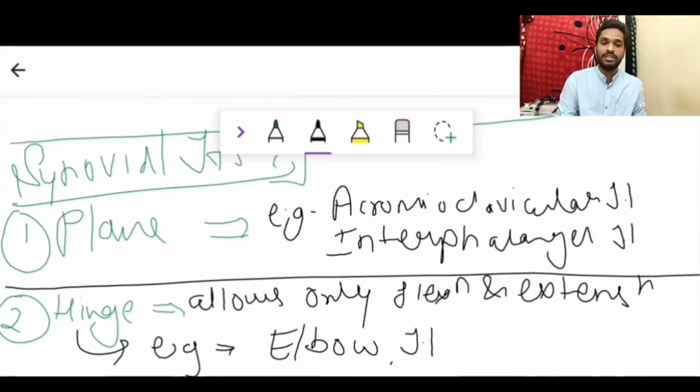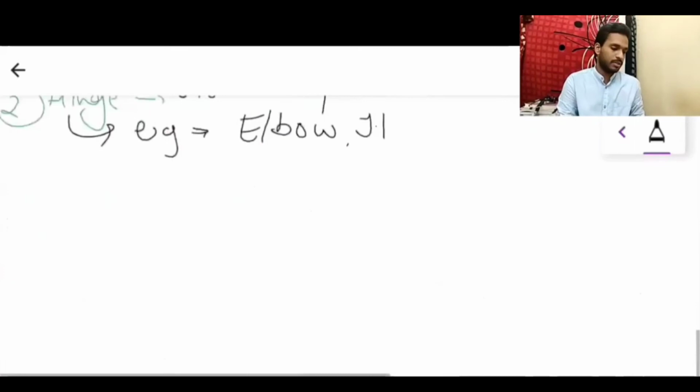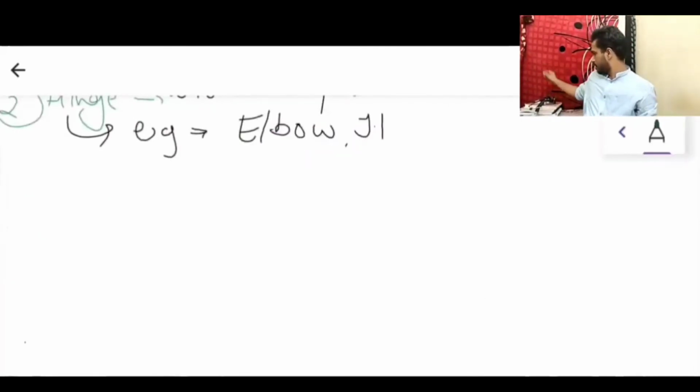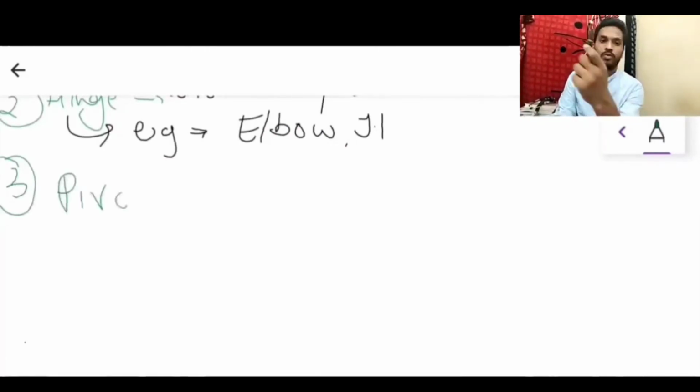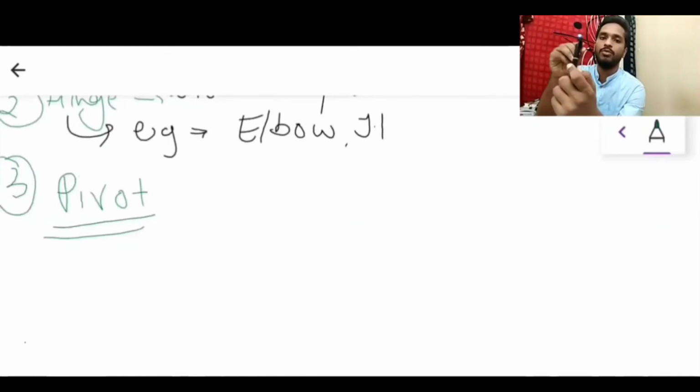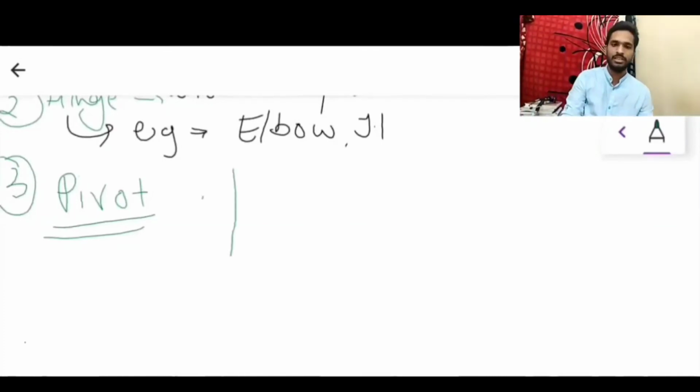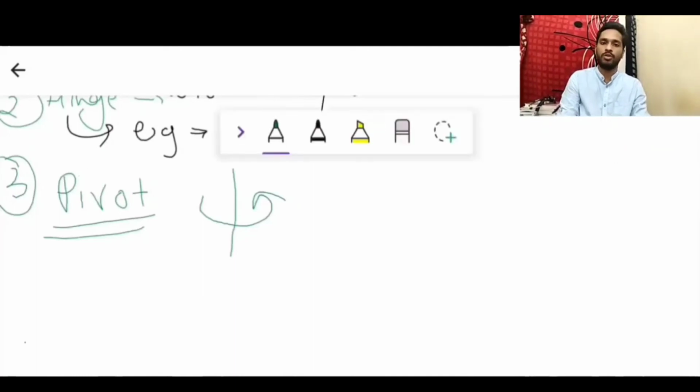Now the third subtype is the pivot. For pivot, I'll take a pen with me. Suppose this is one bone, and another one is moving using it as an axis, right? So similarly, in a pivot joint, one bone is the axis and another bone is rotating around it.